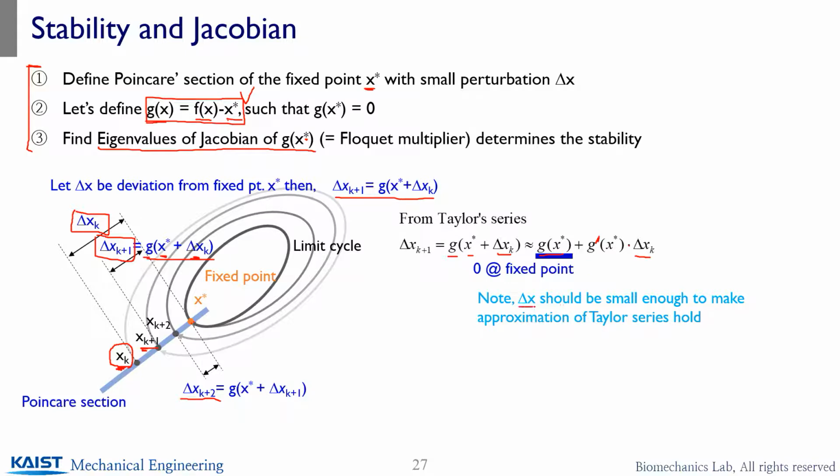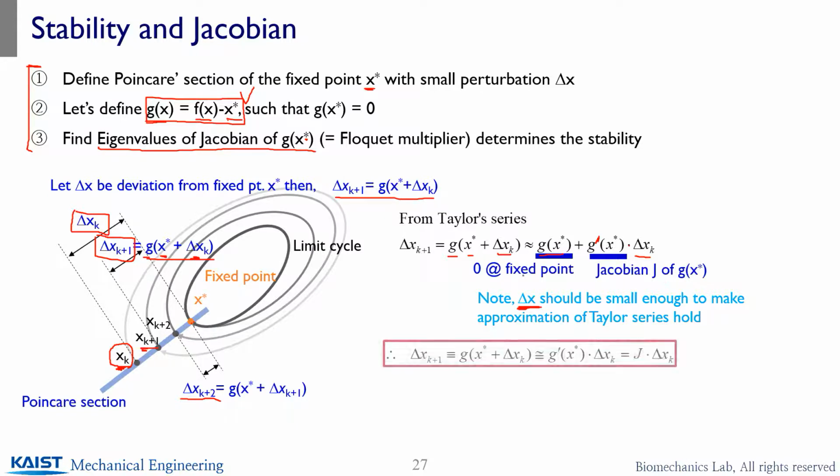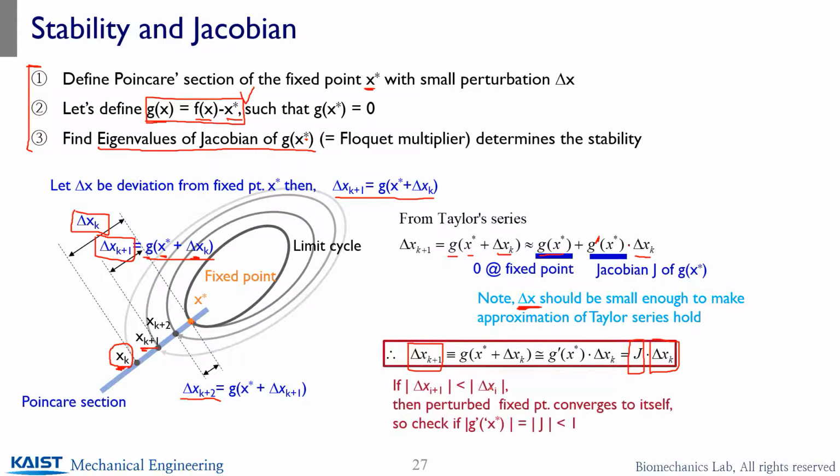And note that this delta x should be small enough so that your Taylor series expansion approximation will hold. And this term is the Jacobian of g at x star. Okay, so your next step's deviation amount will be a function of the first step's deviation multiplied by the Jacobian. Okay, and since you want your next step's deviation to be smaller than the previous step's deviation, what that means is as long as your Jacobian norm is less than 1, then you will be stable, right?